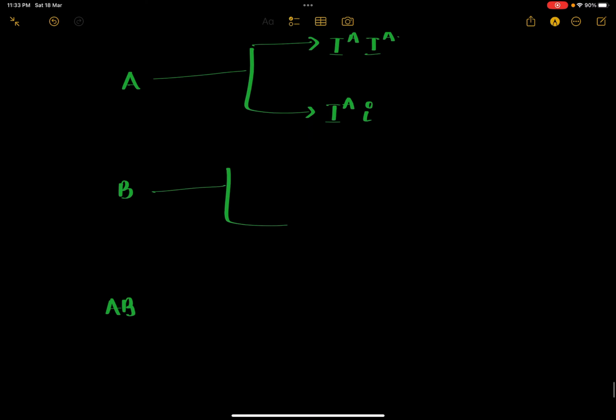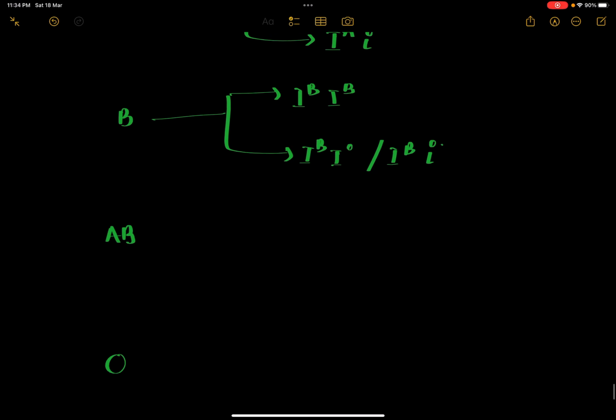For B, the same will be happening over here. I guess you can understand now that IB and IB will represent a B blood group type, and then IB paired up with I naught, or it may be written as IB and small i. So this will also represent your blood group B.